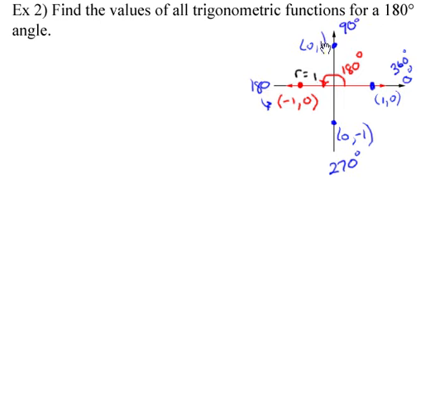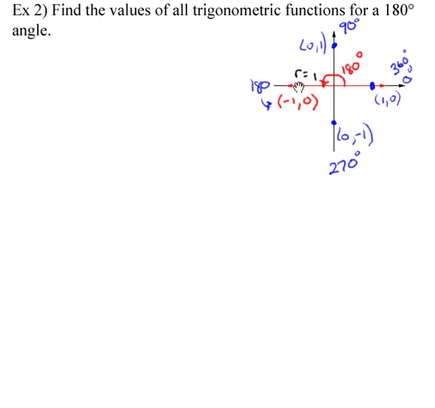I didn't draw the circle here because I was drawing it kind of small. But imagine a circle going through these 4 points. Again, the unit circle gives us 1, 0, 0, 1, negative 1, 0, 0, negative 1. So the distance between the origin and any point is 1. It's a radius of 1.